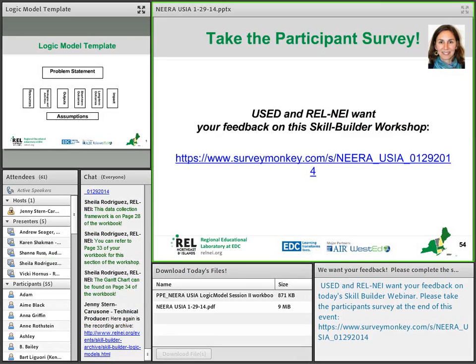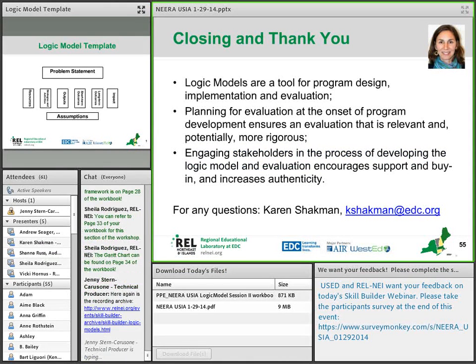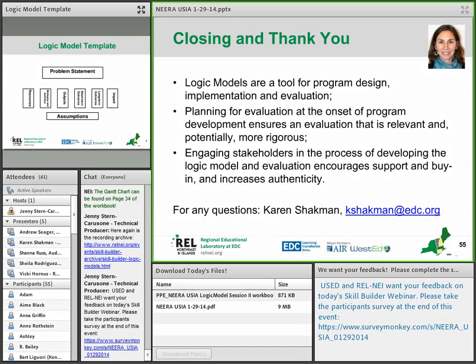Before we lose you, let me just make a few closing remarks and reminders to you. I think we've made this pretty clear that a logic model is a tool for program design, implementation, and evaluation, and can be used in multiple ways and should be, as I've said, a living, breathing document. Again, planning for an evaluation at the onset of program development really ensures an evaluation that is relevant and potentially more rigorous, because then you've been collecting the right data all along.